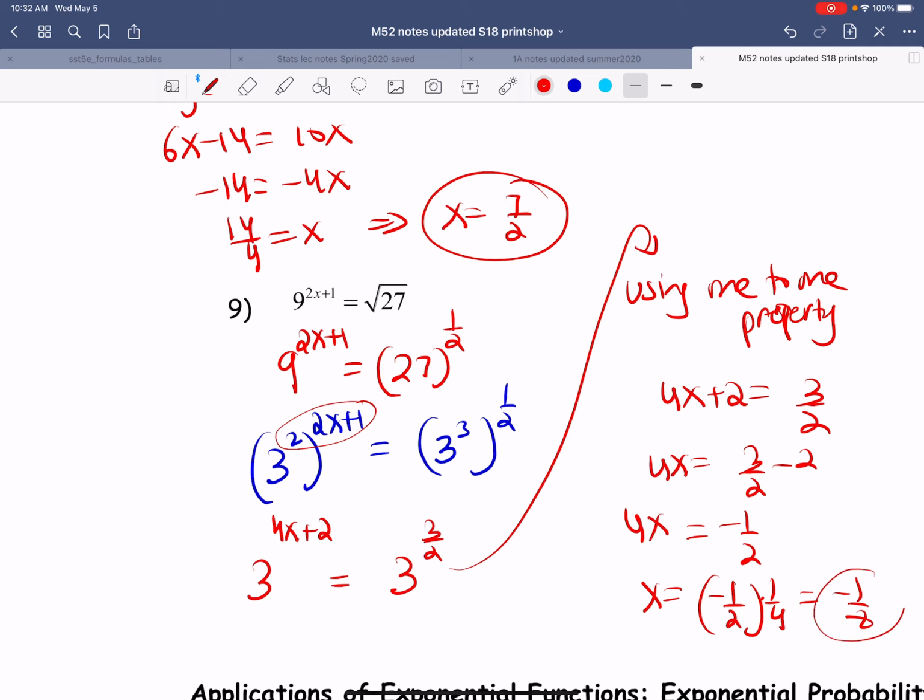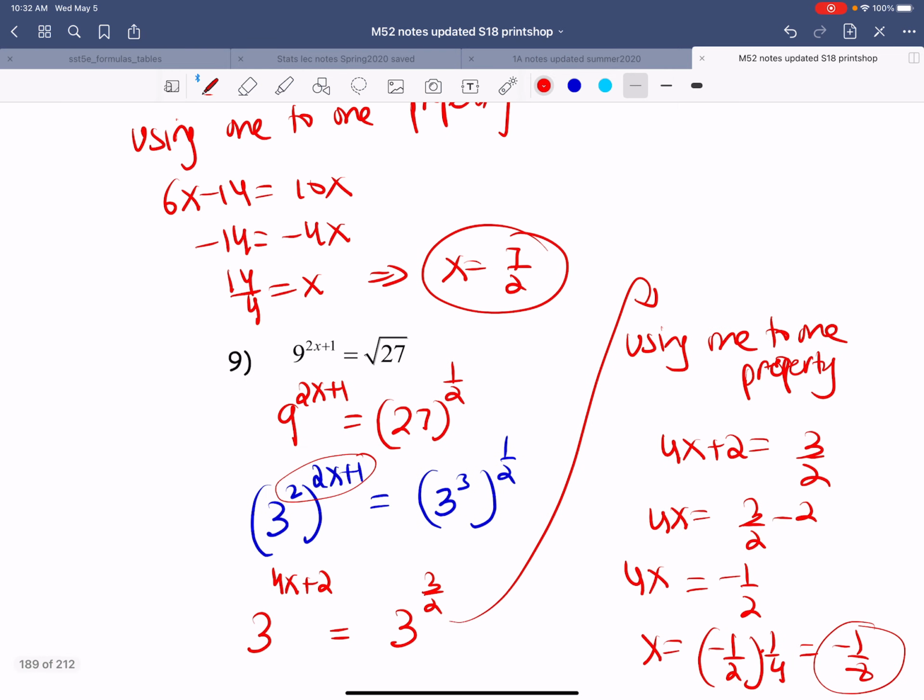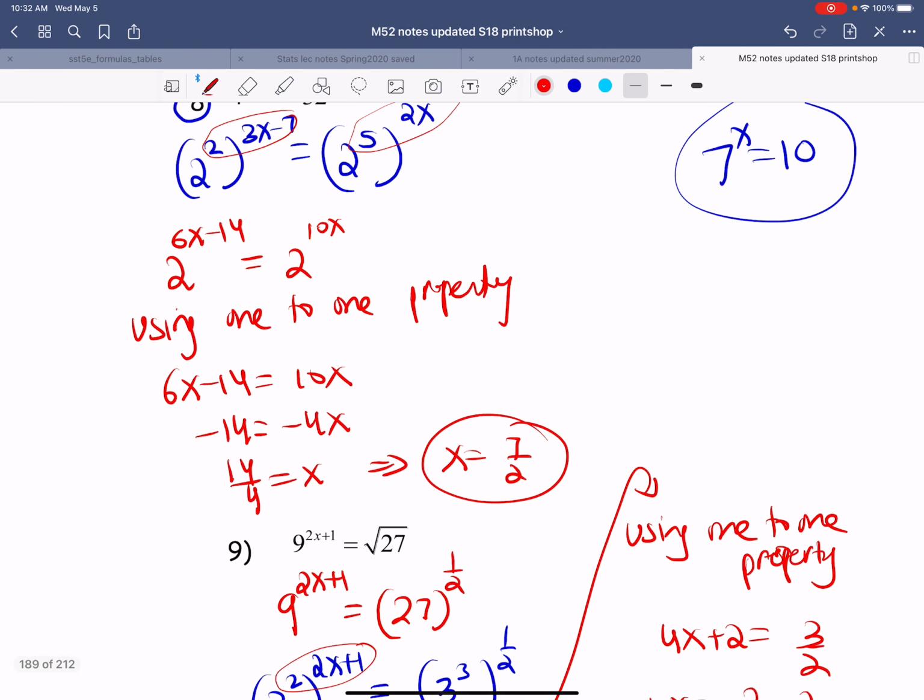x equals negative 1/8. Okay, now x is the exponent. The exponent can be negative, so don't worry too much if you get a negative exponent. There are no domain restrictions, nothing wrong with having a negative exponent. That's all for solving exponential equations of type 1, where both sides either already have the same base or they can be written with the same base.